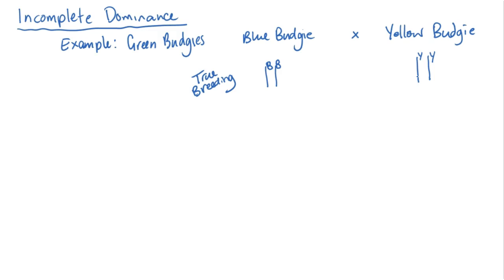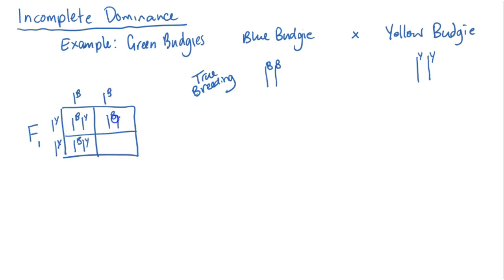If you cross them though, you get a green budgie, and I'll show you how. So for your first generation, F1 generation, when you cross each one of these, each of them goes from homozygous to heterozygous.